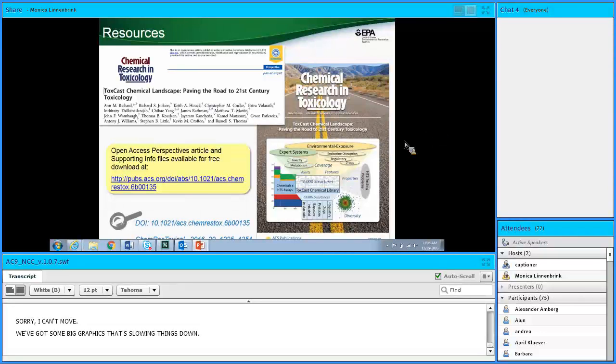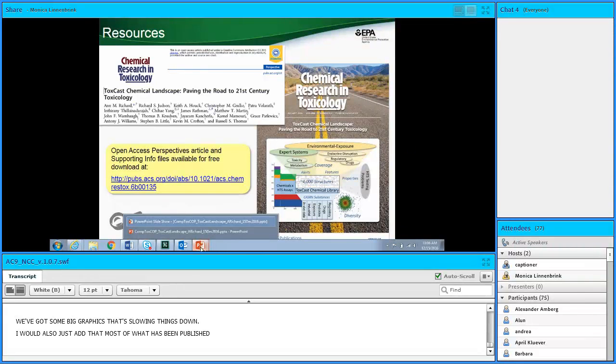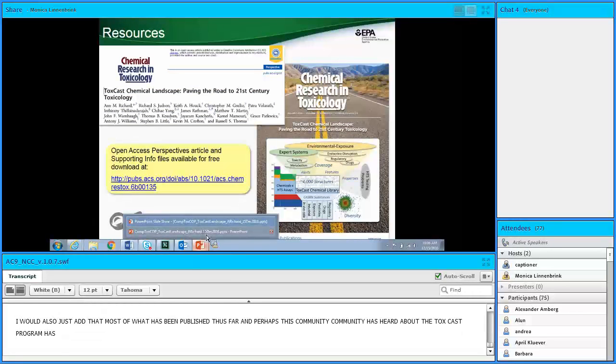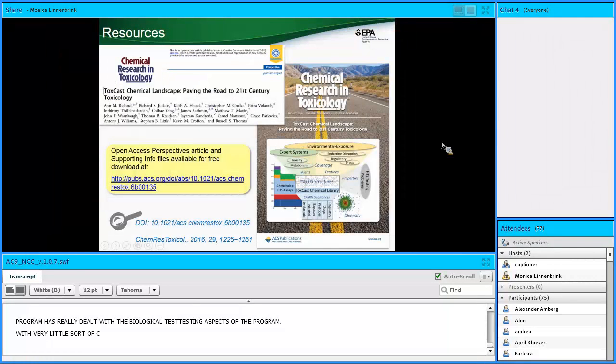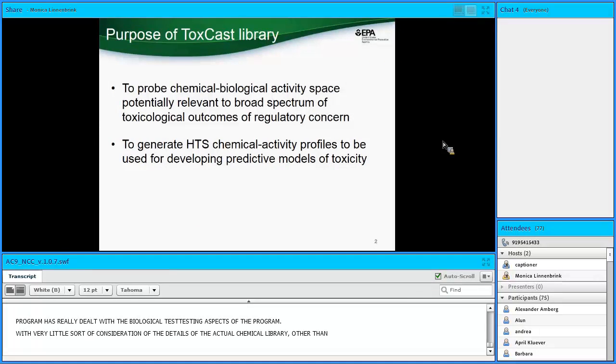I would also just add that most of what has been published thus far, and perhaps this community has heard about the ToxCast program, has really dealt with the biological testing aspects of the program, with very little consideration of the details of the actual chemical library, other than it's big. So this is taking a different tack.